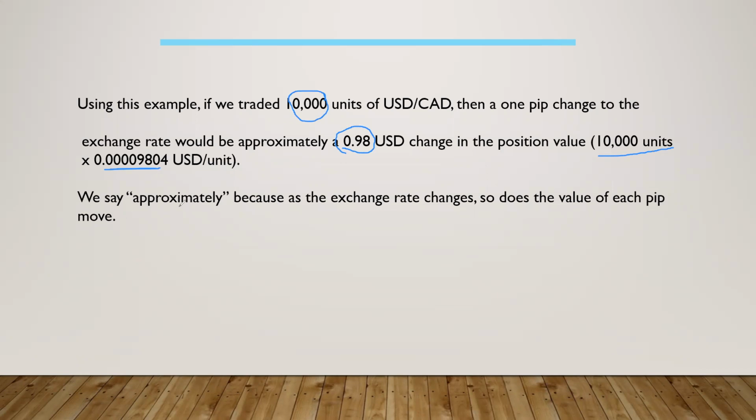So we say approximately because as the exchange rate changes, so does the pip value. As the exchange rate, remember 1.0200, is changing, the pip value is also changing. And remember, you are trading 10,000 units, which is the mini lot size. Remember, standard is 100,000.